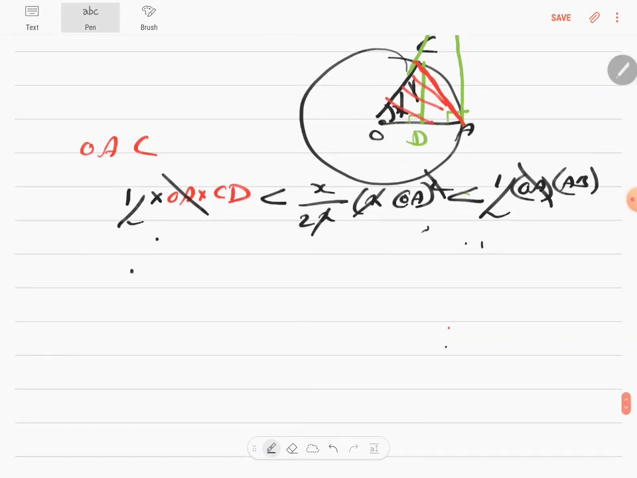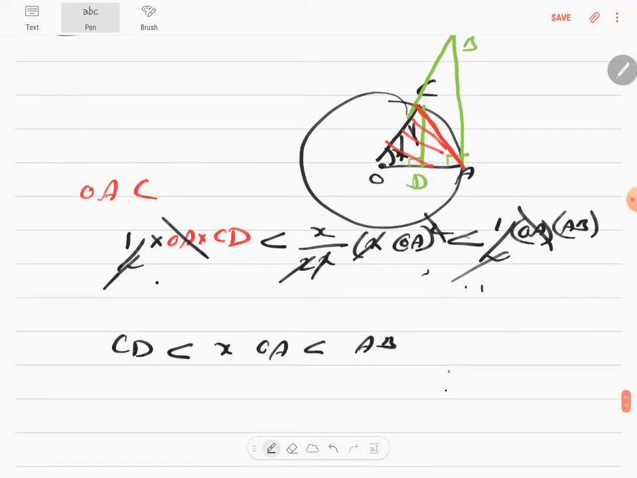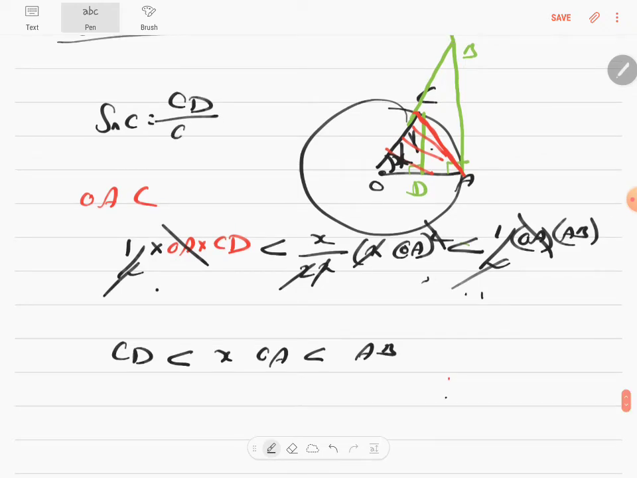So what are you left with? Half throughout also gets cancelled. So what are you left with? CD is lesser than x into OA, which is lesser than AB. That's all you have. Now what is CD? Take the small triangle here. If you want to find CD, you can write sin x. You know sin x is equal to CD by hypotenuse, which is the radius OA. So CD itself is OA into sin x.